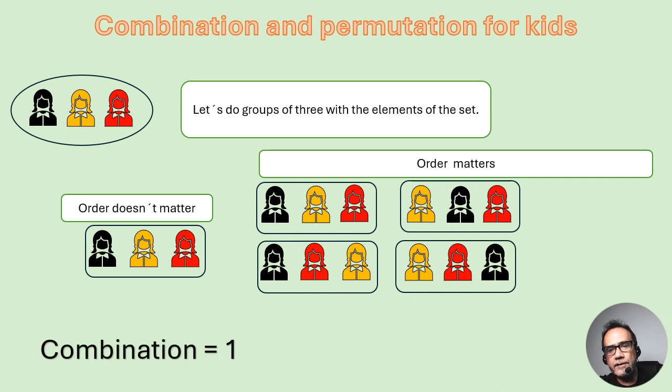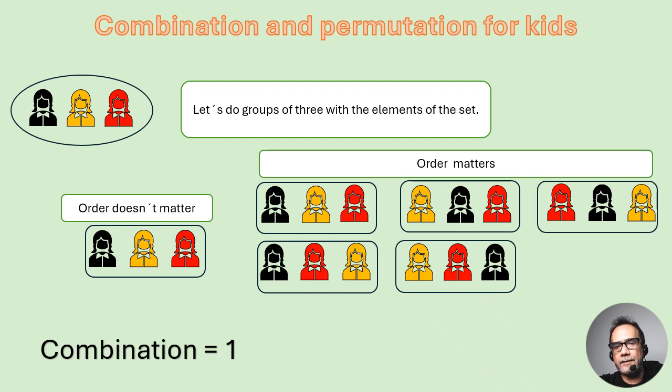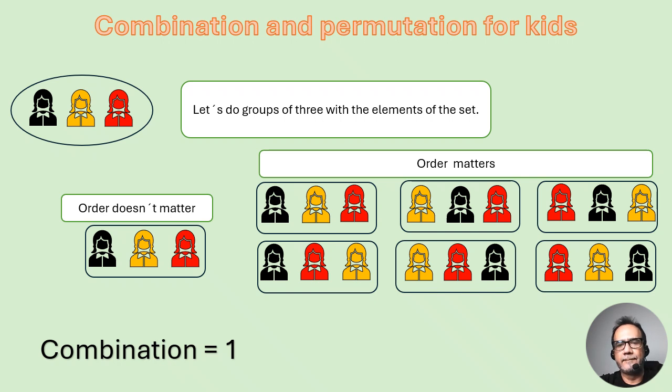Remember that here the order matters. So each group is different to the other. We can do another group with the red, the black, and the yellow. But we can do another one with the red, the yellow, and the black. The number of groups formed has to do with the permutation when the order matters. So the permutation in this case is equal to 6.